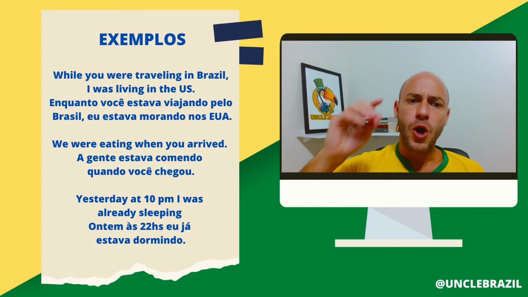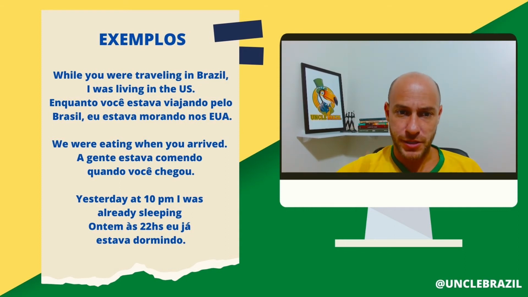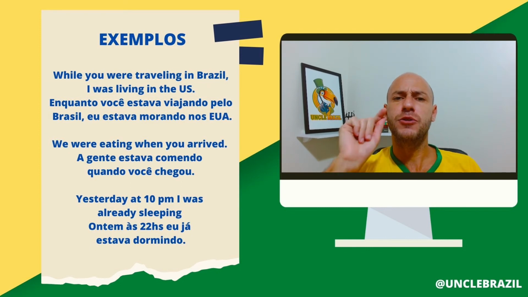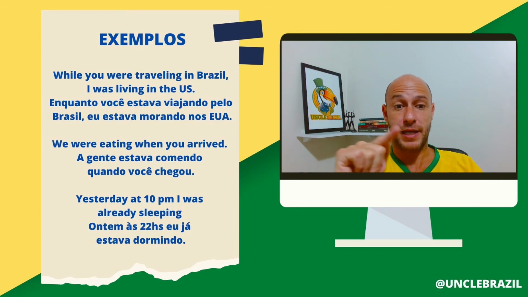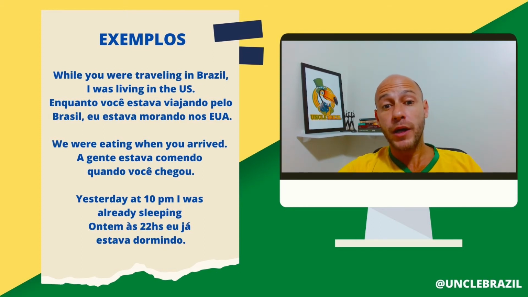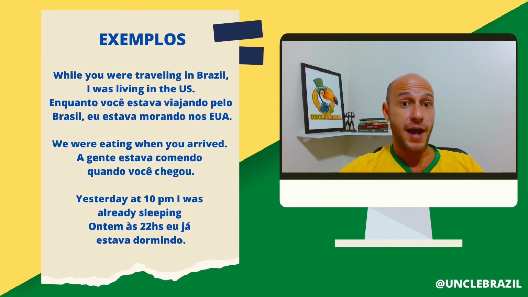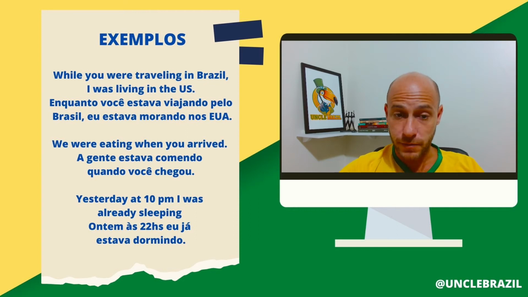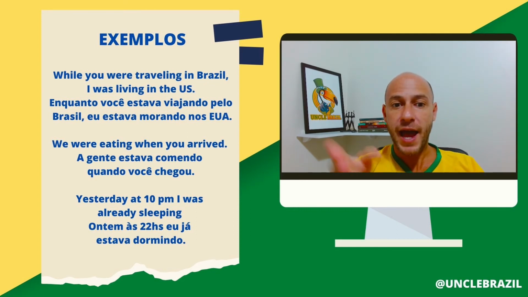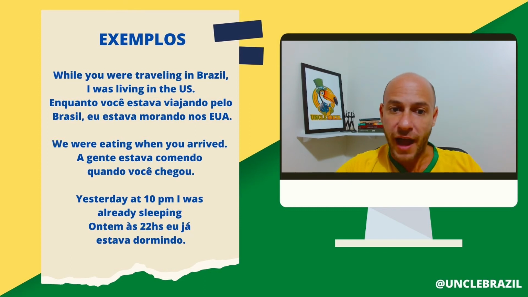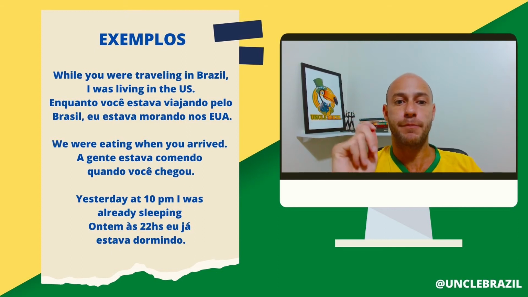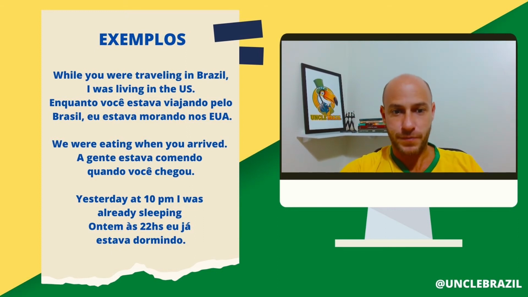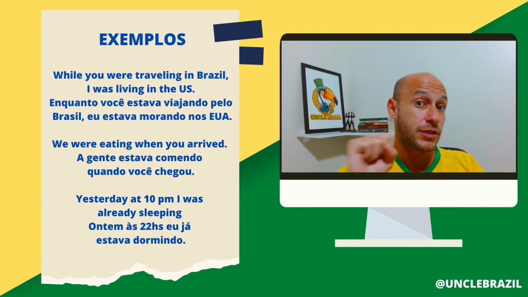Exemplos: while you were traveling in Brazil, I was living in the USA. Enquanto você estava viajando pelo Brasil, eu estava morando nos Estados Unidos. Estava, it's the verb estar, conjugated in the second person, in the past imperfect. Estar, estava. Eu estava morando. Eu estava. Again, it's the verb estar, conjugated in the past imperfect, in the first person. This is the structure.